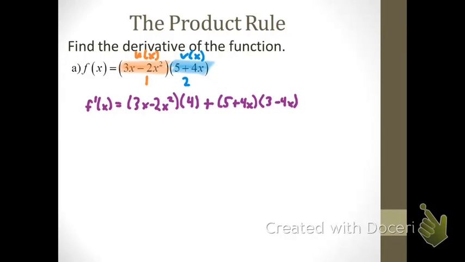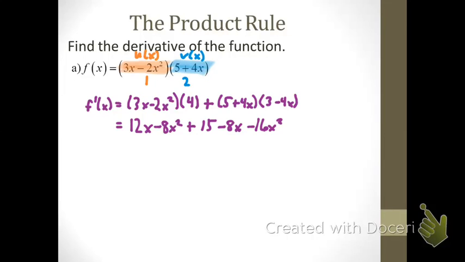If you wanted to, you can go ahead and do the multiplications here, and of course, with 3x minus 2x squared times 4, you would get 12x minus 8x squared. And then you could go ahead and do the second multiplication, 5 plus 4x times 3 minus 4x, and that would give you 15. And then, let's see, minus 20x plus 12x, so minus 8x. And then minus 16x squared.